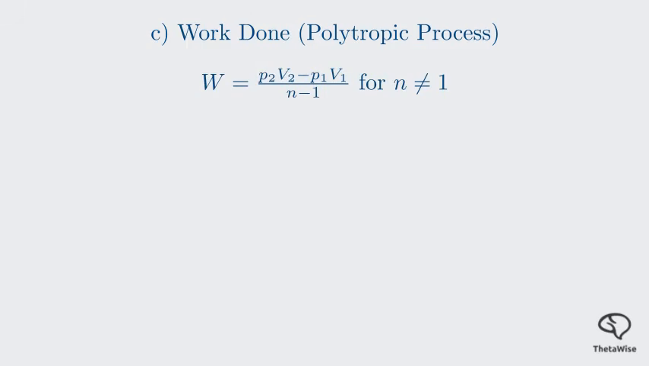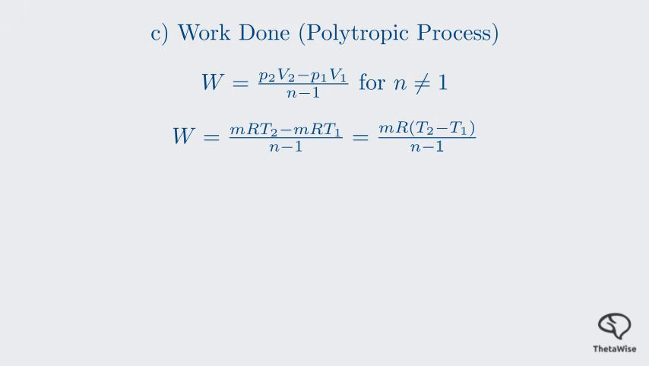We can also write this formula in terms of mass and temperature using the ideal gas law. Substituting PV equals mRT, the work done becomes mR times the final temperature minus the initial temperature, divided by n minus 1. A more common form you might see is mR times T1 minus T2, divided by 1 minus n.